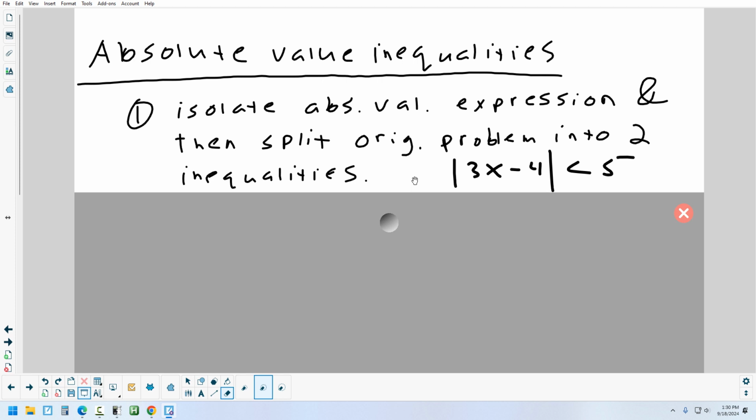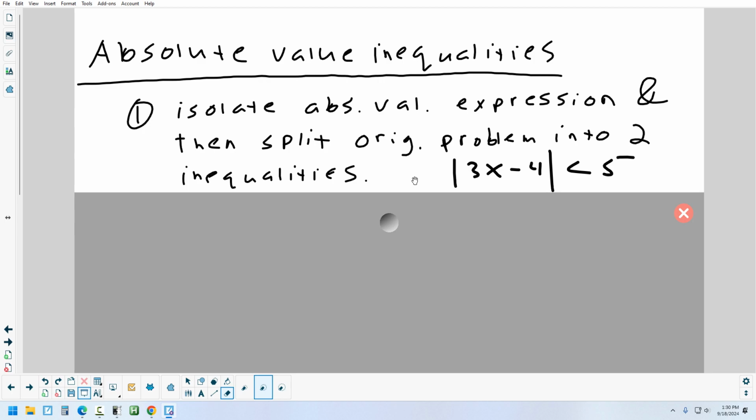Remember, it's going to split into two. 3x minus 4 would be greater than 5 and then greater than negative 5, or less than 5 and less than negative 5. So what was the wording we used yesterday? Take the original one and do what to it? Don't you do it like one plus and one subtraction?